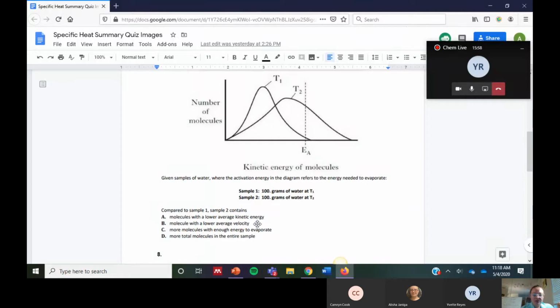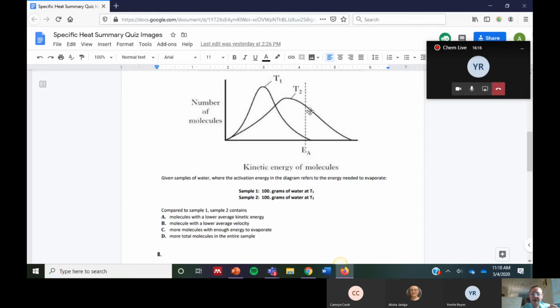Molecules with lower average velocity? If they have high energy, do those molecules have high or low velocity? Are they moving quickly or slowly? They're going to be moving quickly. We have more molecules with enough energy to evaporate.